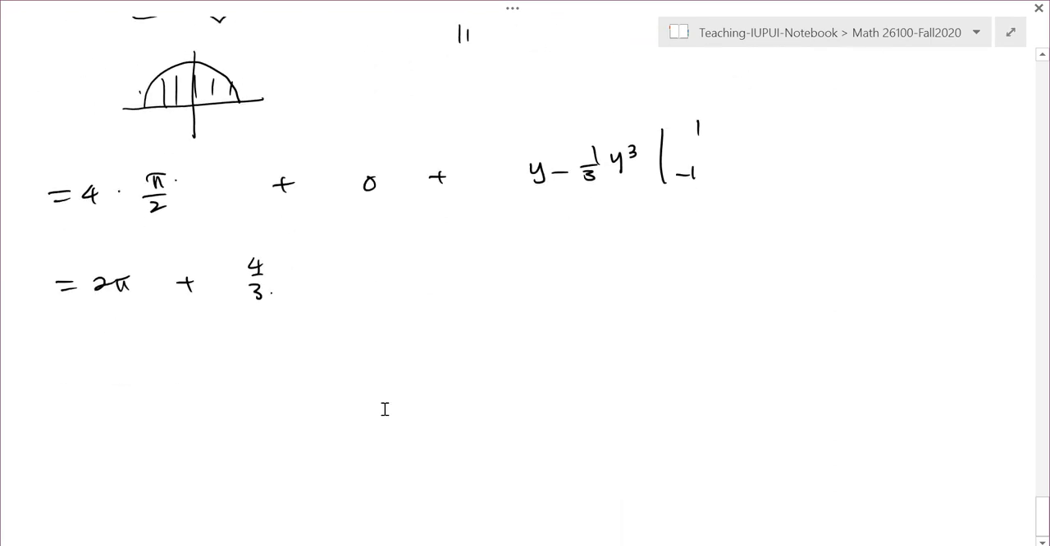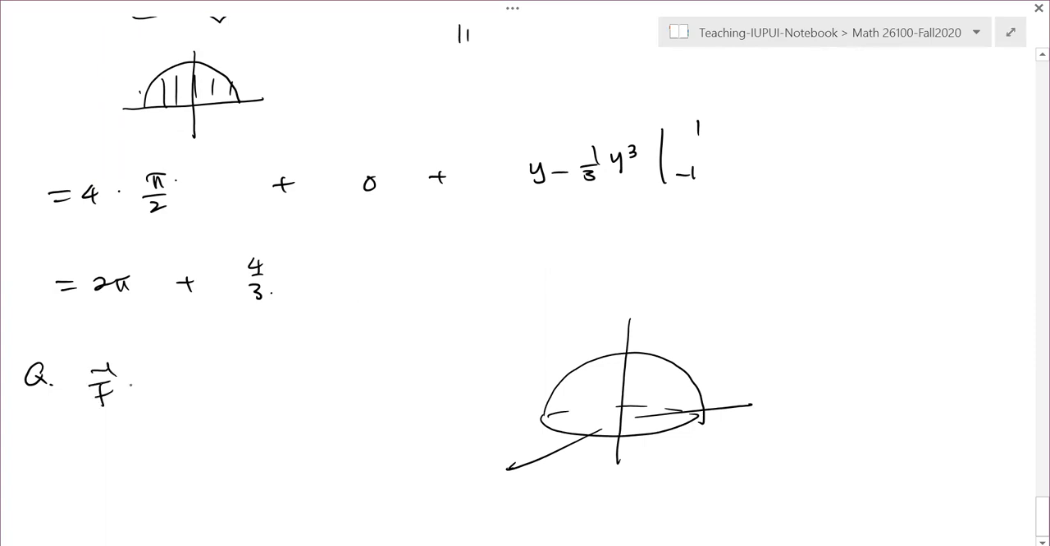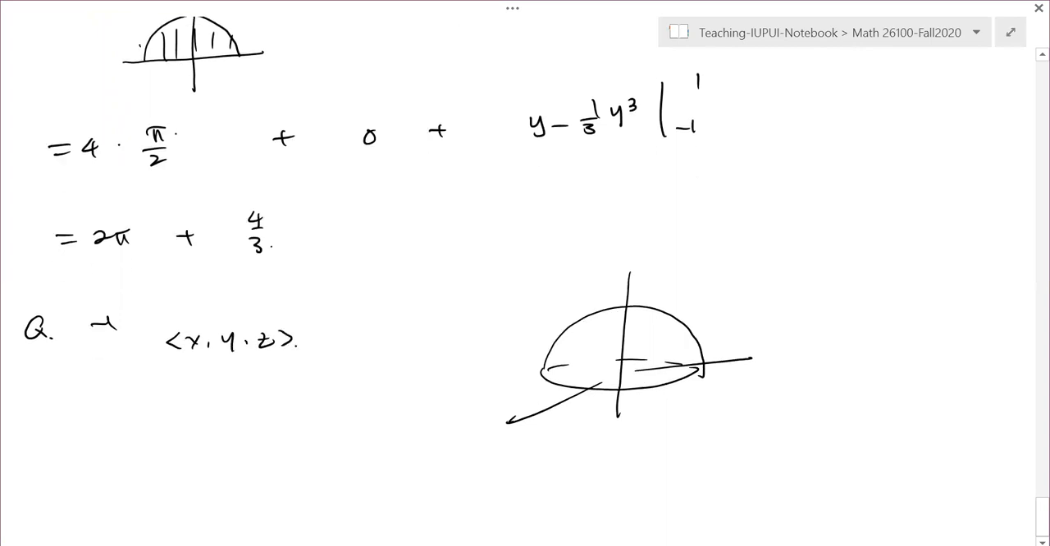Right, our next problem, I want to consider the upper hemisphere. This is a surface. Actually, the vector field is going to be x, y, z. Okay, no problem.